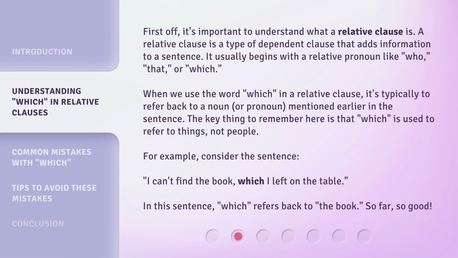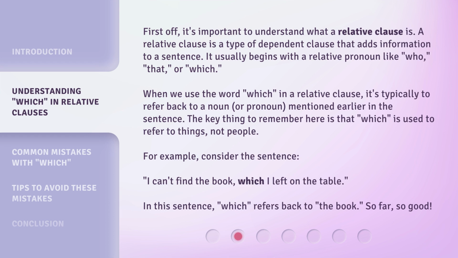First off, it's important to understand what a relative clause is. A relative clause is a type of dependent clause that adds information to a sentence. It usually begins with a relative pronoun like who, that, or which. When we use the word which in a relative clause, it's typically to refer back to a noun or pronoun mentioned earlier in the sentence.